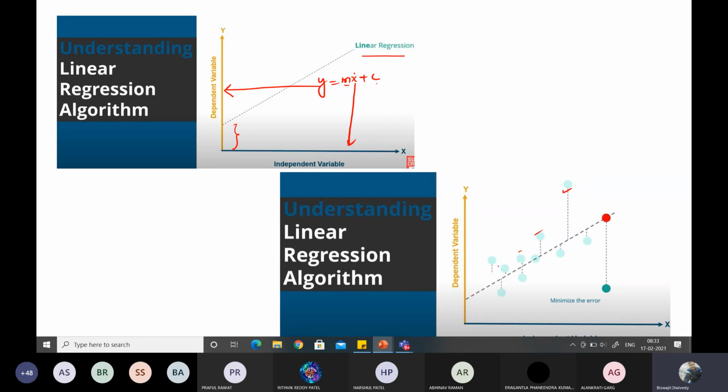As you can see, these points are placed randomly. Here is one point, here is another point, here is another point. We cannot draw a straight line which will pass through or fit all these points. If you try to draw a line, you can see we cannot draw a straight line which can pass through all of them. So this is not possible. There is no straight line which can pass through all these points.